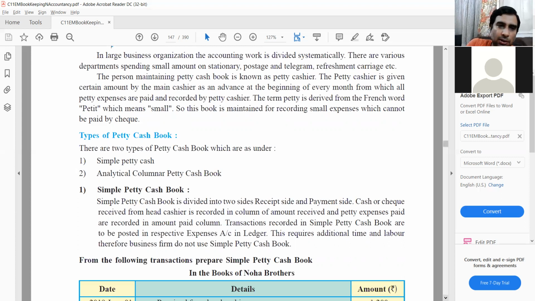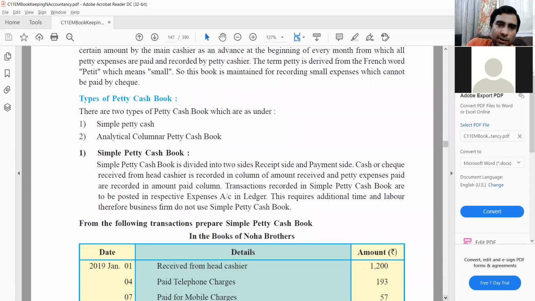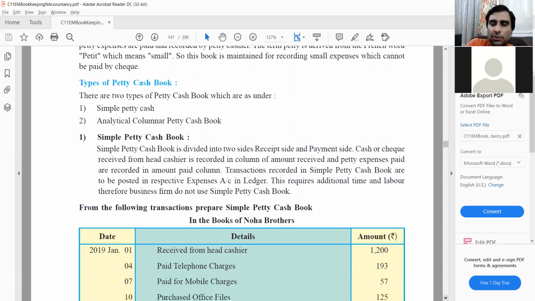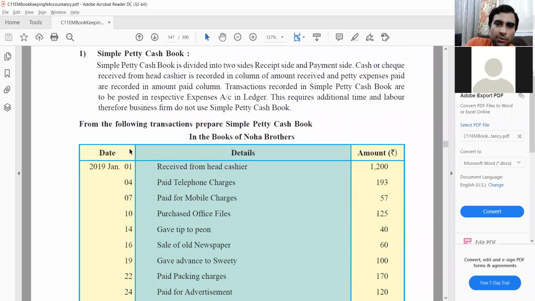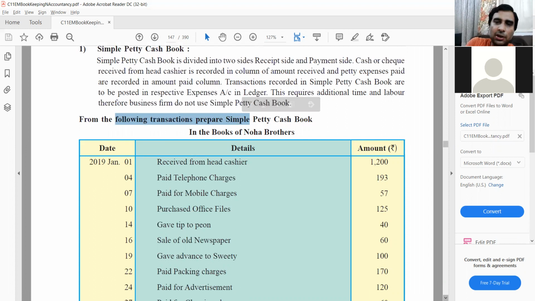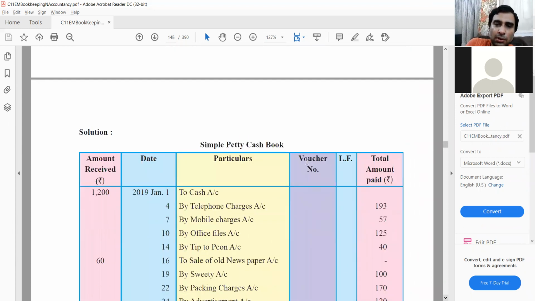Now, within the petty cash, there are two types of petty cash book formats, right? Per se, it is the same from an accounting point of view, but from a formatting point of view, these are two separate formats. One is the simple petty cash book, and the second one is the analytical multi-column petty cash book. If you look at the simple petty cash book, it has only these three columns: the date, the details, and the amount. Sorry, it will have one more column for the ledger folio. Once we scroll down, you will find.